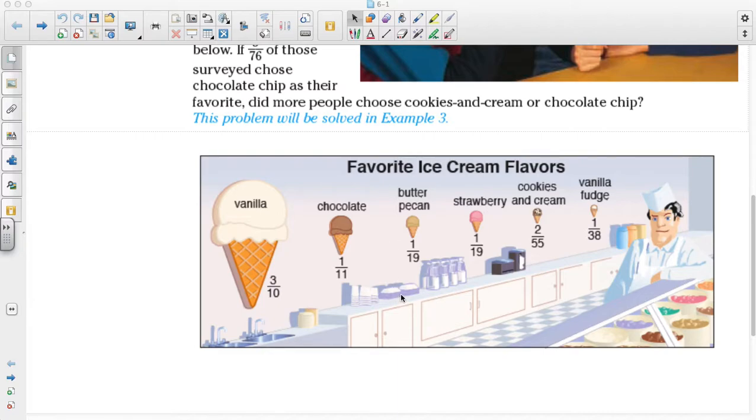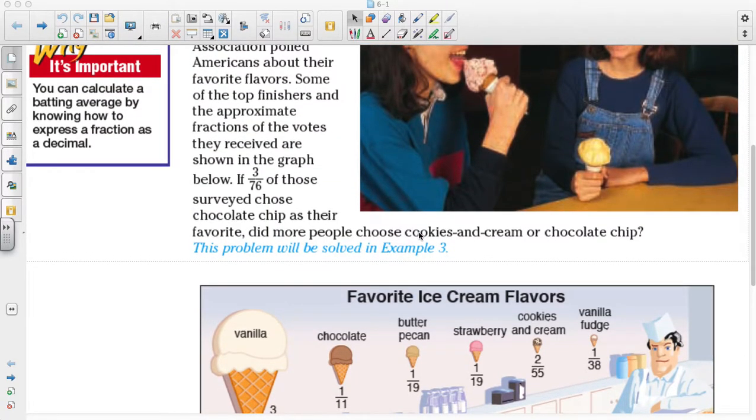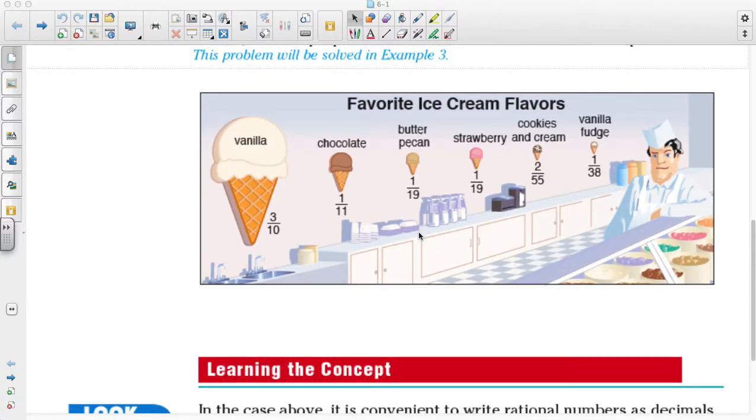Vanilla, 3/10. Chocolate, 1 over 11. Butter pecan, 1/19 of the vote. It got 1/19 of the votes. Strawberry, 1/19 as well. Cookies and cream is 2 over 55. And vanilla fudge is 1 over 38.